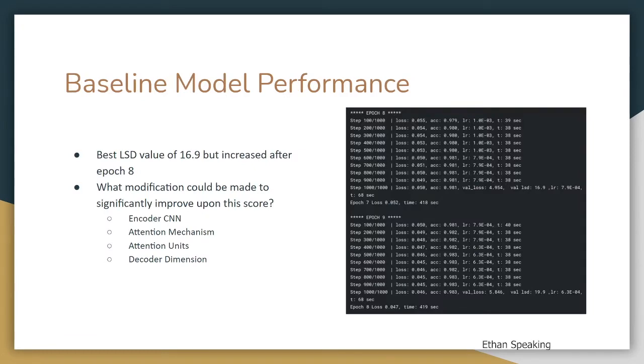After completing the replication process of the public Kaggle notebook that we chose, we had a base model that was ready to be improved upon. This base model achieved its best Levenshtein distance on the validation data at epoch 8 with a score of 16.9, but the model started to diverge after that point, which caused the Levenshtein distance to balloon to about 22 by the end of the 10th epoch. We started to brainstorm ways in which we could make meaningful improvements to this promising yet somewhat unstable base model. The next few slides will examine these changes in detail.